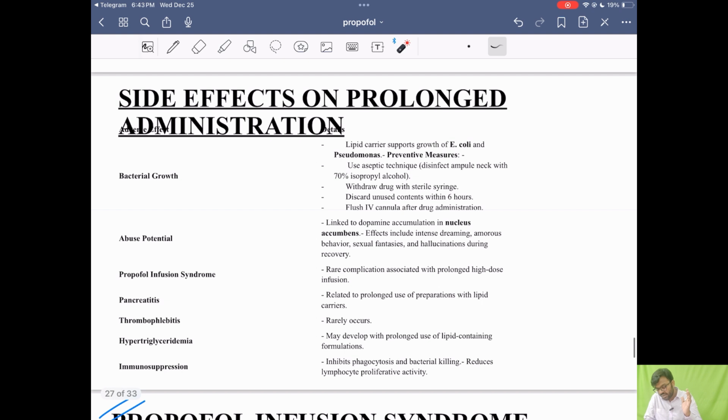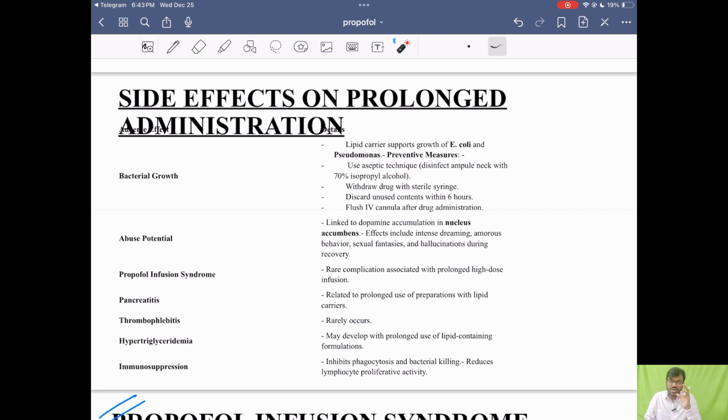Now some other side effects of prolonged infusion. One, it is a lipid emulsion. Wherever there is lipid, it will be a very good culture media. So it supports the growth of E. coli and Pseudomonas. What preventive measures can you take? You can use aseptic technique. You can disinfect the ampule neck.